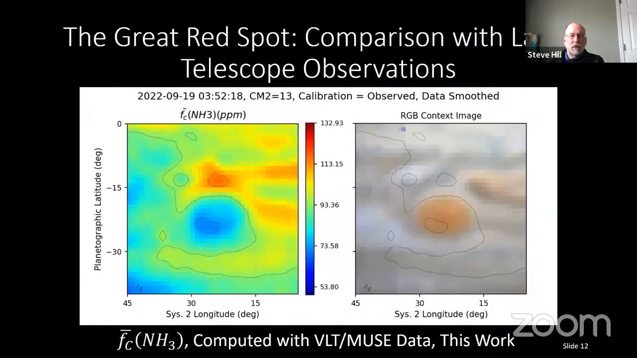And here we see the VLT-MUSE data run through the analysis that I've been conducting. So this symbol here, the average column abundance of ammonia is computed here by me, but using the VLT-MUSE data. And we can see quite a bit of interesting features here, and I'm going to fade back and forth between the VLT data and our average 2022 data. We'll also label some of the features.